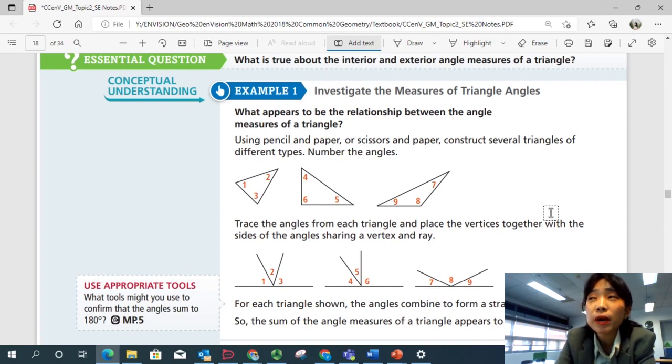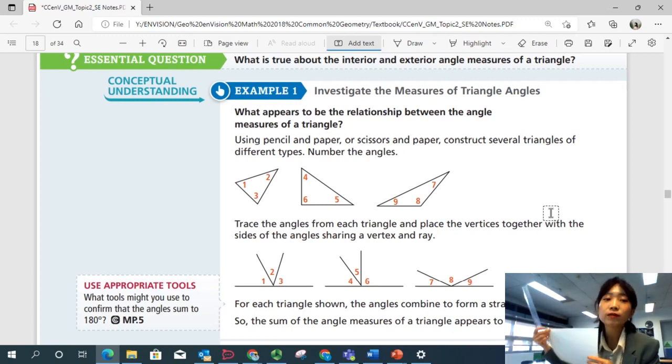So using a pencil and paper or scissors and paper, construct several triangles of different types. So take a moment to draw different types of triangles with different angles. You can draw a scalene triangle, obtuse triangle, right triangle, acute triangle, or you can also draw a regular triangle. Do you know all those types of triangle? Try to draw as many variety of triangle as possible. You could draw equilateral triangle.